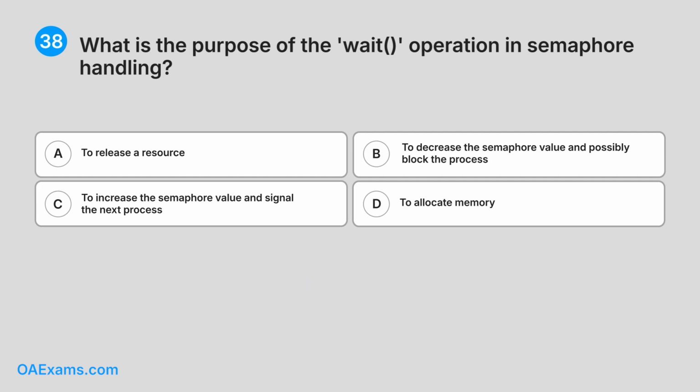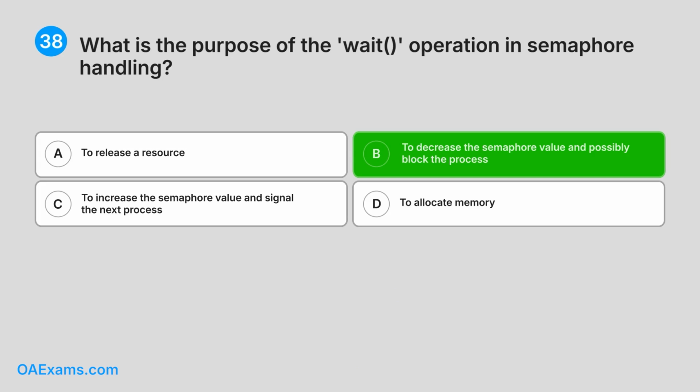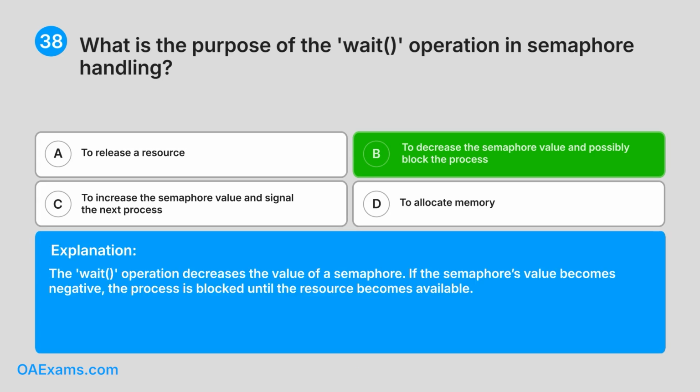Correct answer. B. To decrease the semaphore value and possibly block the process. Explanation. The wait operation decreases the value of a semaphore. If the semaphore's value becomes negative, the process is blocked until the resource becomes available.